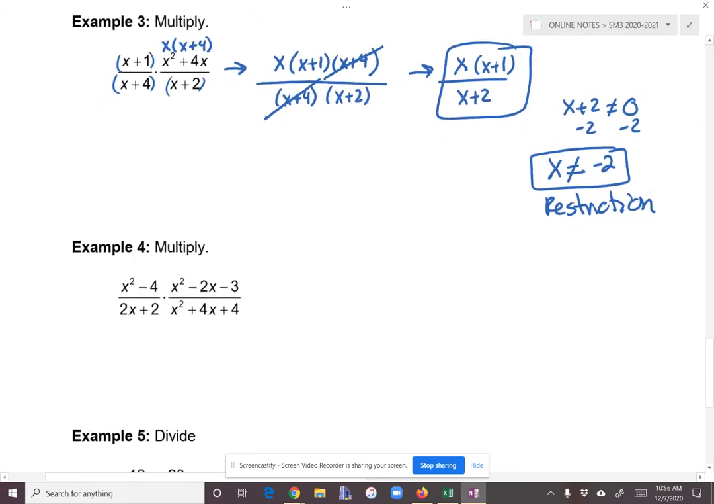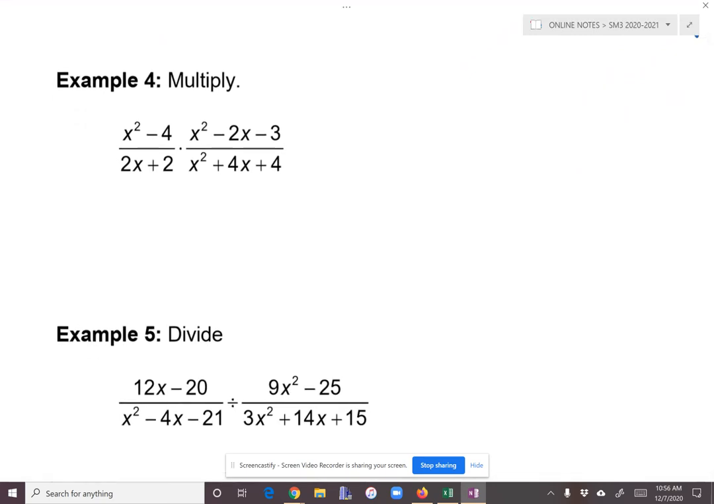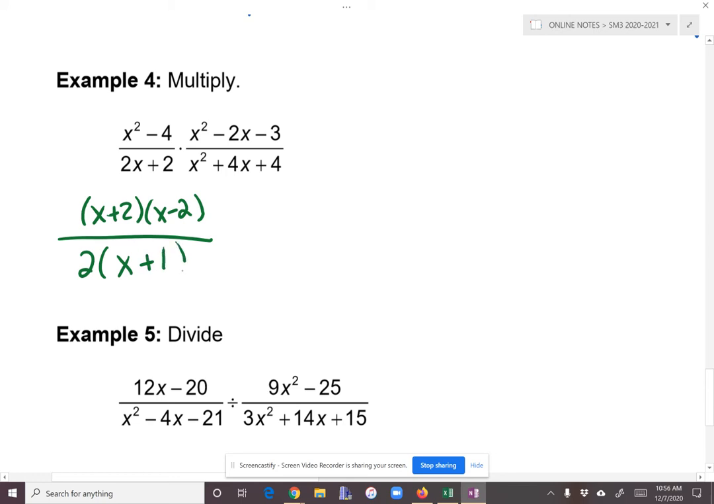Okay, example 4. Again, notice it's multiplication, so I don't have to flip anything. But I am going to factor everything. And I'm not going to go over factoring because you should be professional. But this top one factors into x plus 2, x minus 2. And then a GCF on bottom makes it 2 and x plus 1. That's how good you need to be at factoring. Then the top one is x minus 3, x plus 1. And then the bottom is x plus 2 and x plus 2.